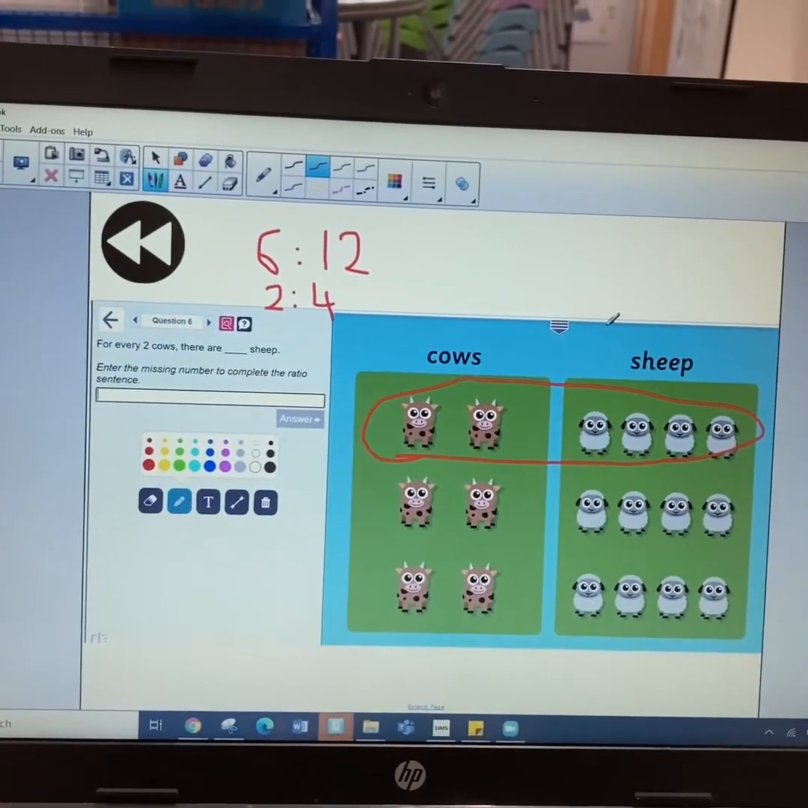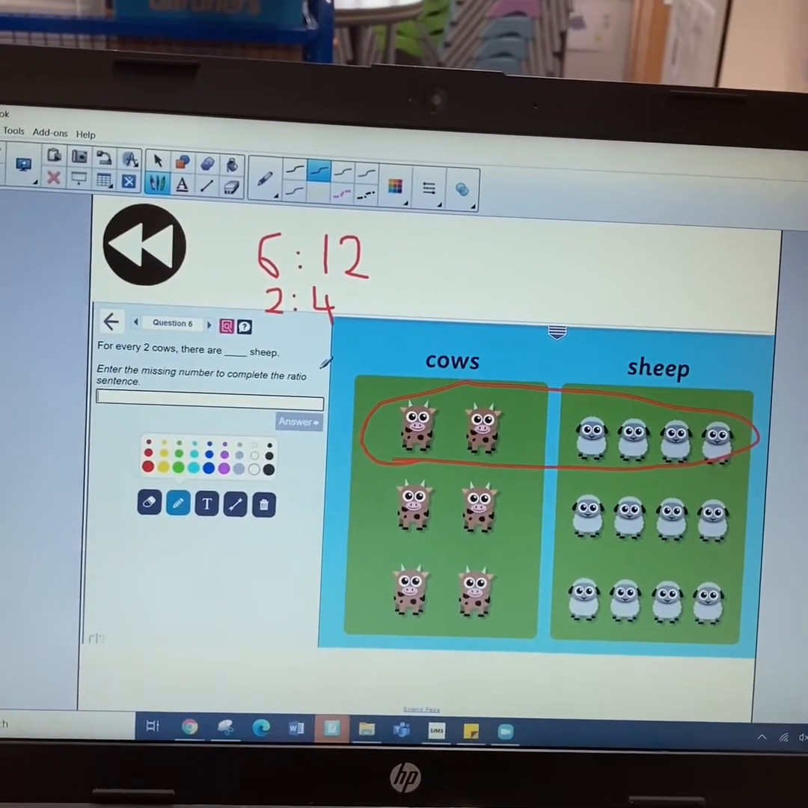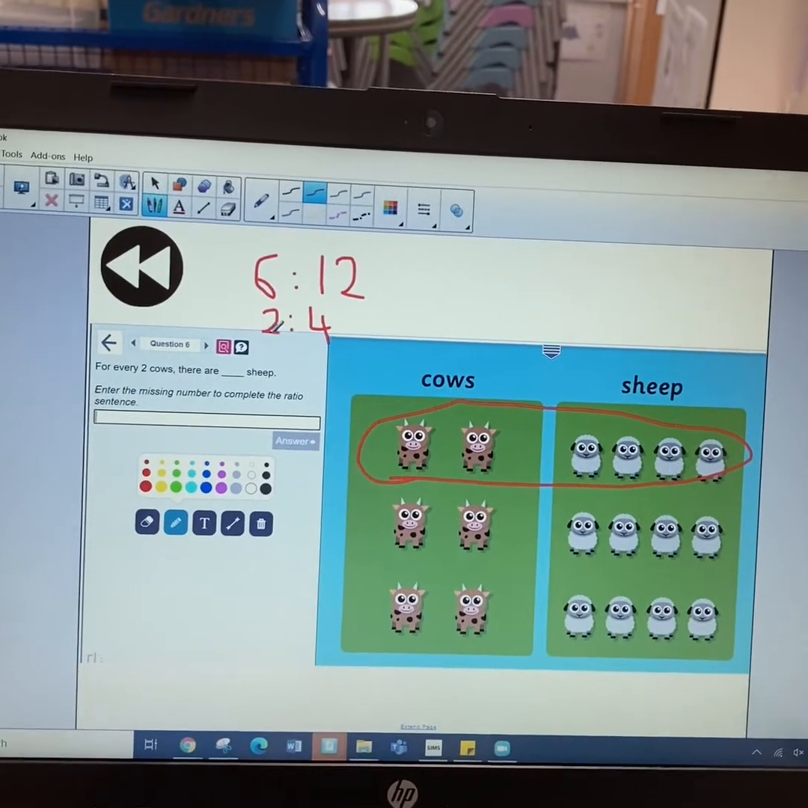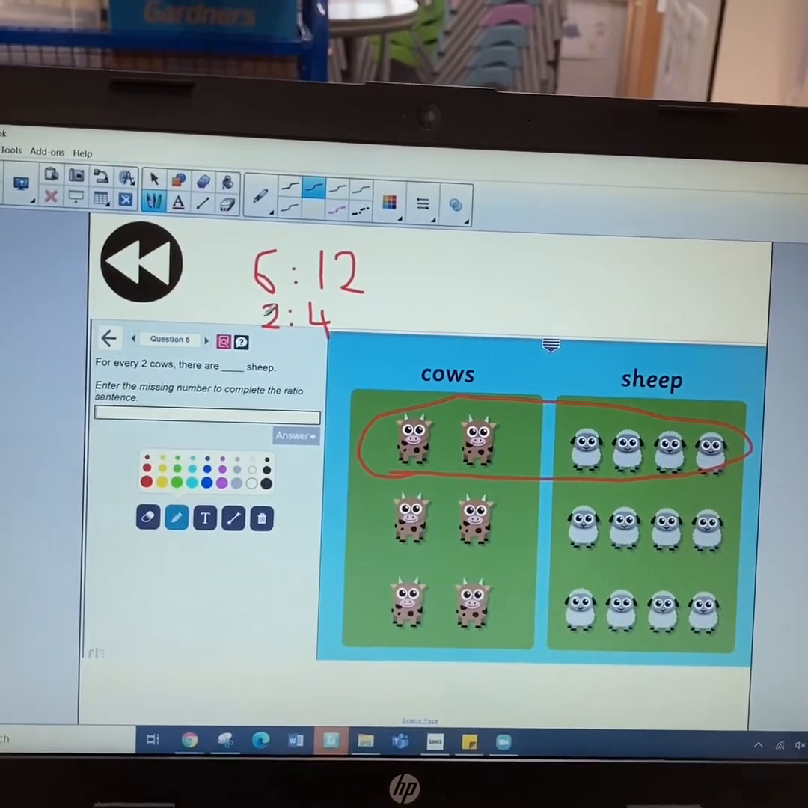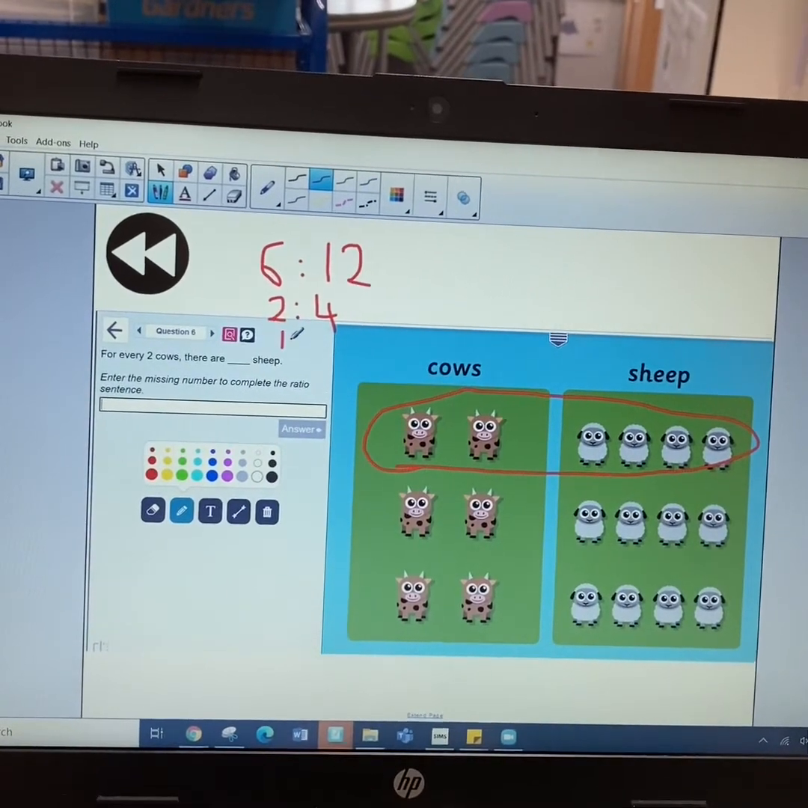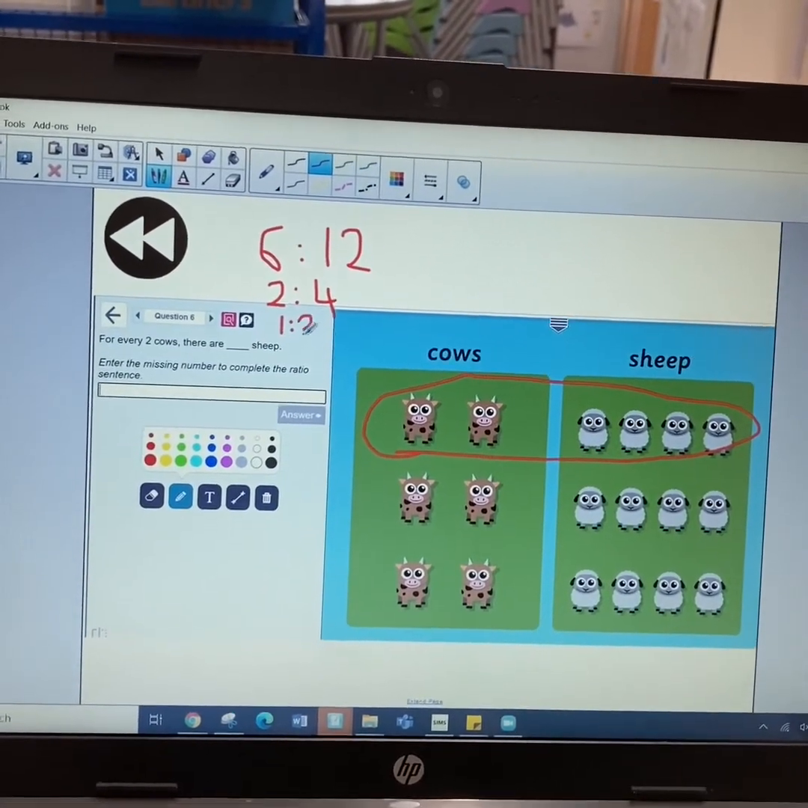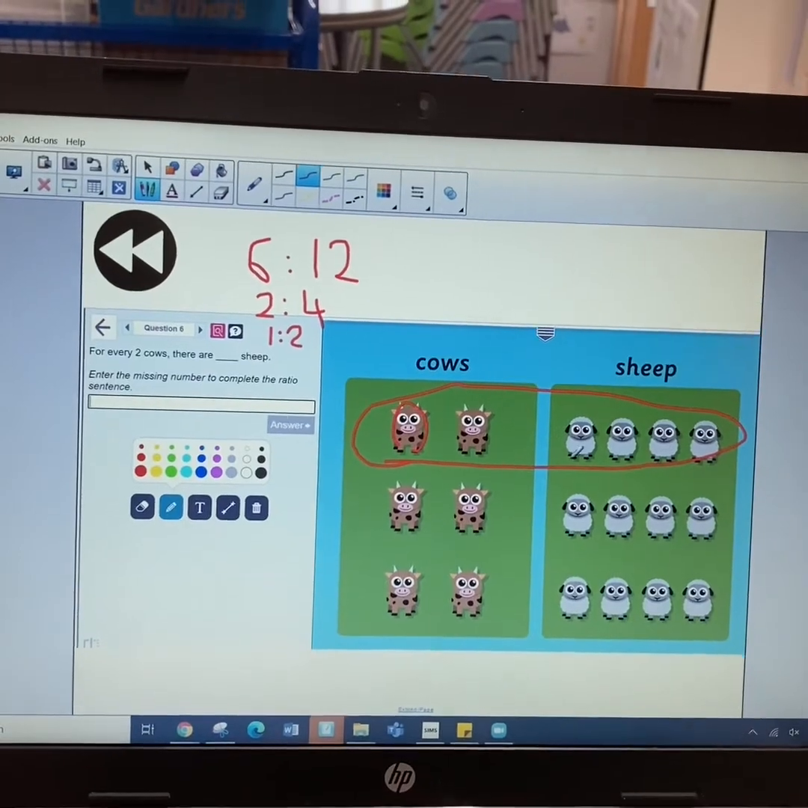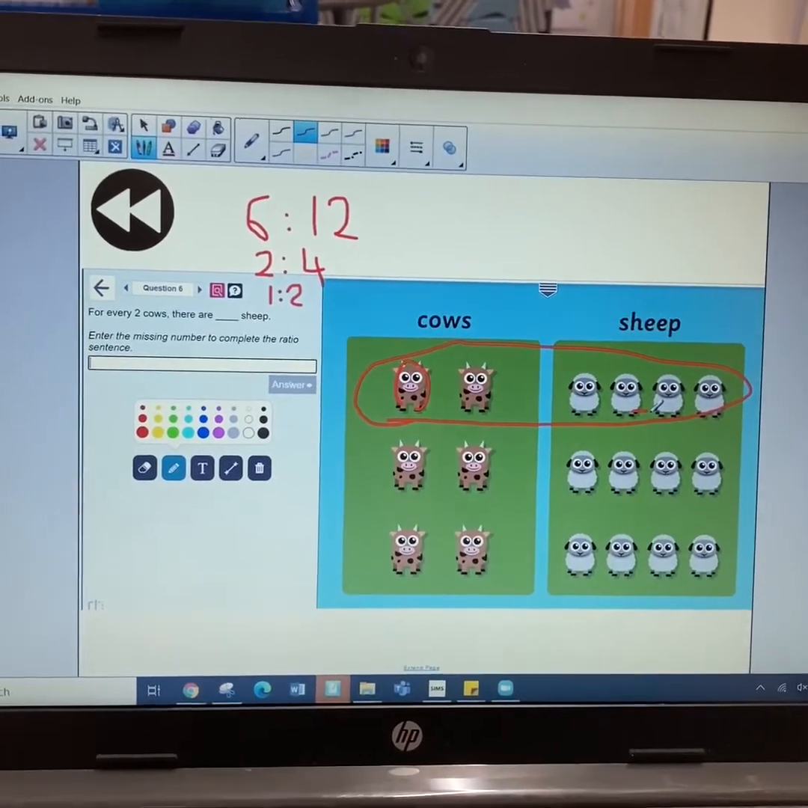Right, is there a simpler form, though, that we could write this in? Well, we've got 2 cows compared to 4 sheep. Can we divide those by something? Is there a common factor? Divide them both by 2, 1 to 2. It'd be 1 cow for 2 sheep. Well done if you got that right.